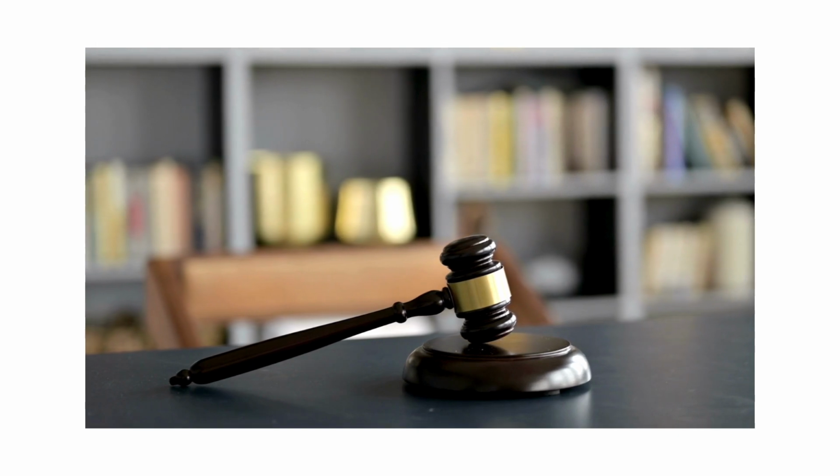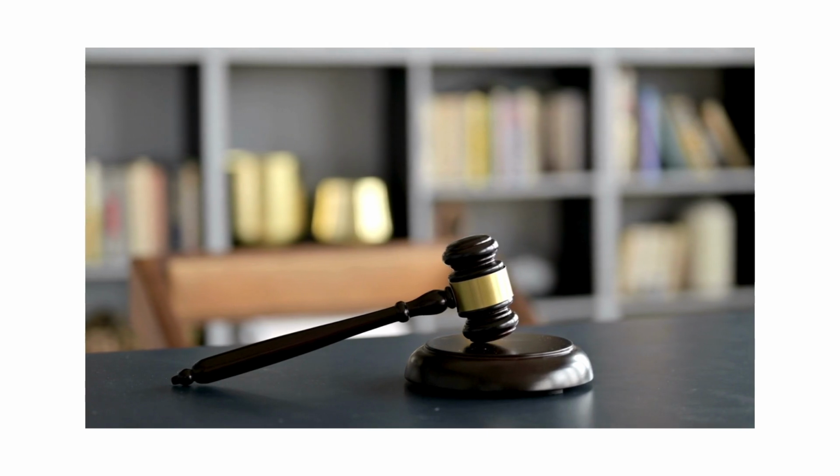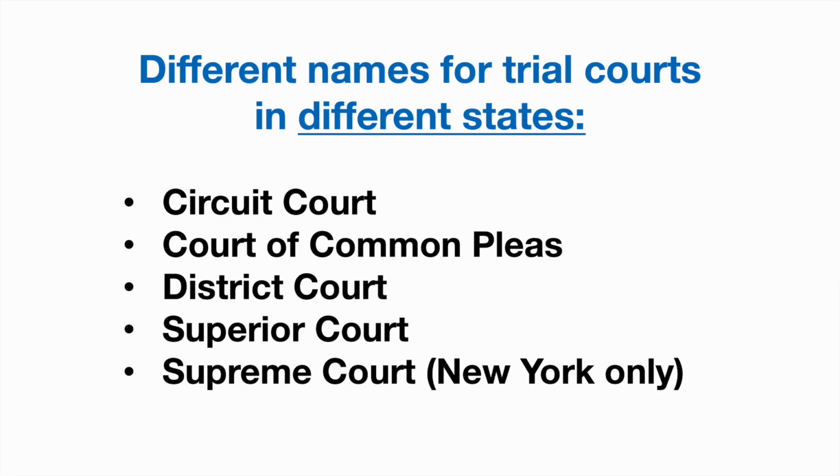There are different names for trial courts in different states. Yes, this does definitely add to the confusion. But let's take a quick spin through the different names for trial courts in different states. The trial court can be called a circuit court in some places, a court of common pleas in others. Some call the trial courts chancery courts, district courts, superior courts, and in the state of New York, the trial court is called the Supreme Court.